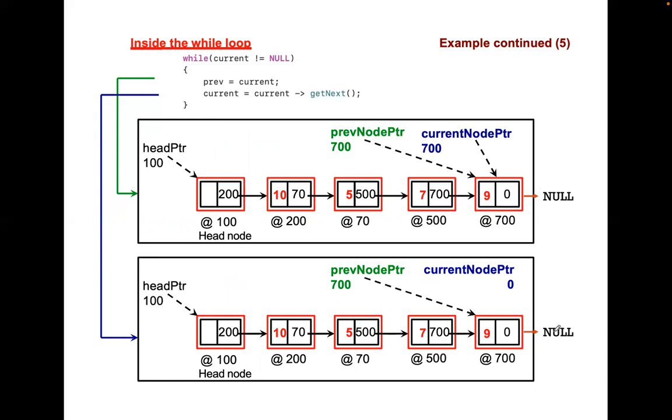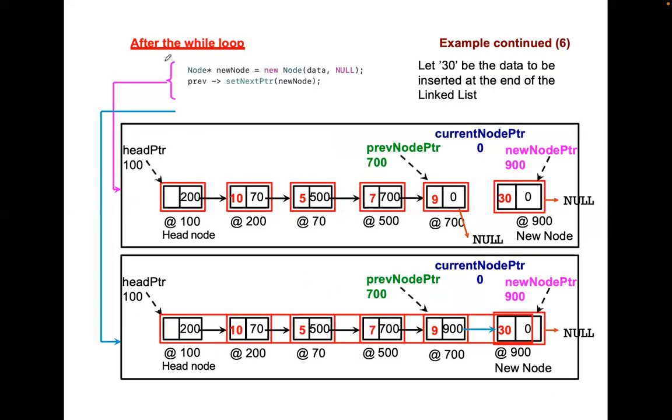So current is pointing to null. Now it will go to the while loop condition evaluation. It will find that current is pointing to null, which means it will go outside of the loop. When it is outside of the loop, what do we have? We have current pointing to null. We don't need that right now. All we need is the address of the previous node, because the previous node is now pointing to the last node. So now we are outside of the loop.